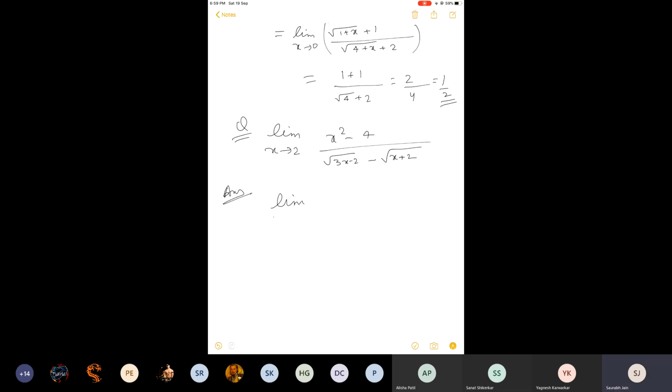So here we see square roots in the denominator, so we will rationalize it. If you put 2, you will get 0 by 0. So for rationalization, I will change the sign. Same thing I will do in the denominator. Because of that, I will get a square minus b square, right? Now if I simplify this in the denominator, I will get 2x minus 4.